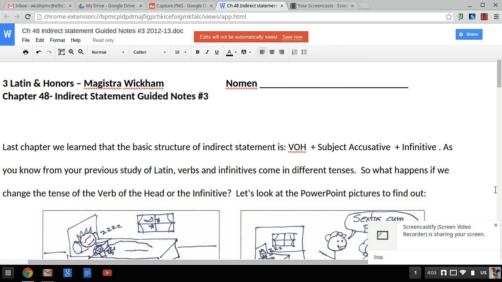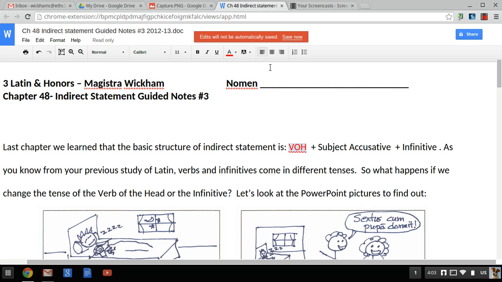Salute omnes. I wanted to go over these indirect statement guided notes number 3 with you, which you'll find in your packet, and you should be completing with me as we go through them. So last chapter we learned that the basic structure of indirect statement is verb of the head, and this is something you'll need to write down because it's a blank on your packet. Subject accusative plus infinitive. We've said this many times in class, so hopefully it's starting to click now.